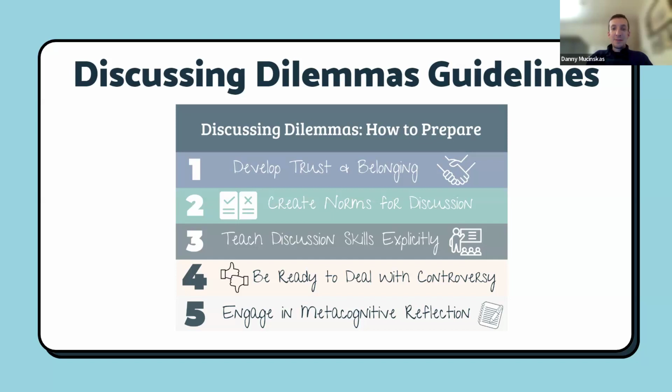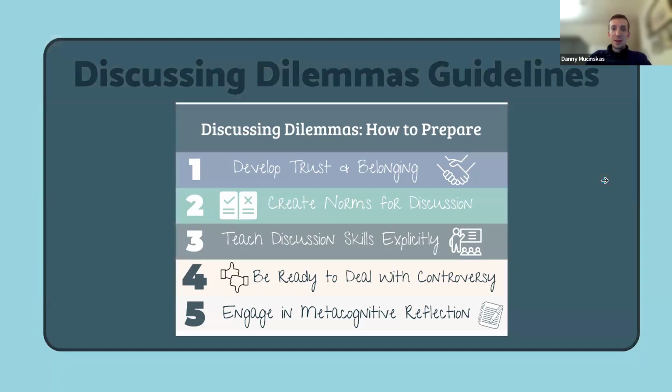And then fifth is to engage in metacognitive reflection. So to have the moment to step back maybe at the conclusion of a dilemma discussion, or to have students practice that even before they jump into a dilemma discussion, to be able to synthesize their learning. That can be helpful to do.